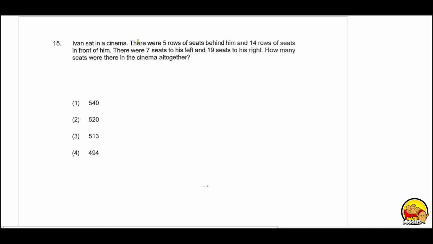Number 15. Ivan sat in a cinema. There were 5 rows of seats behind him, 14 rows of seats in front of him. Okay, let me draw it out now. So Ivan is here. Behind him, 5 rows. In front of him, 14 rows. And 7 seats to his left, and 19 seats to his right. How many seats were there altogether?